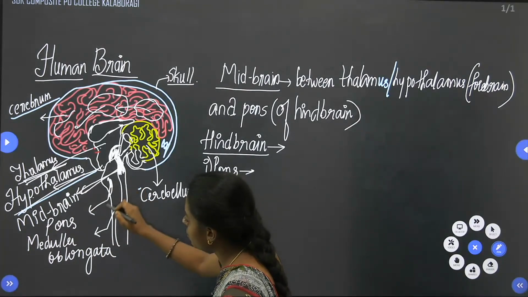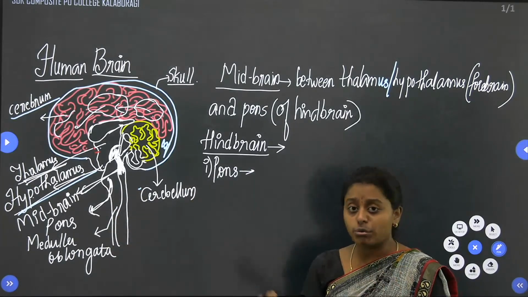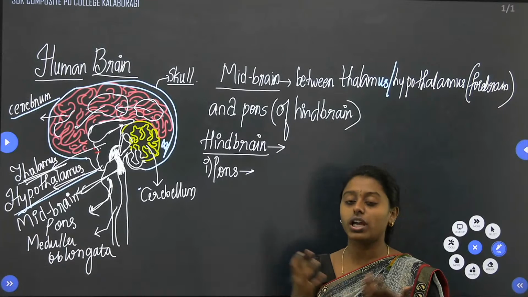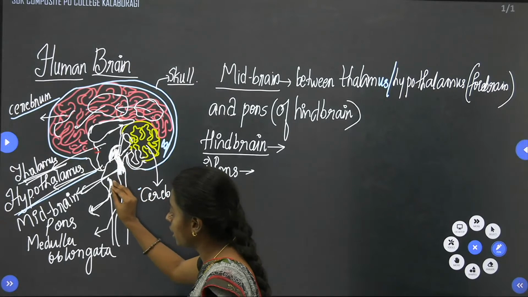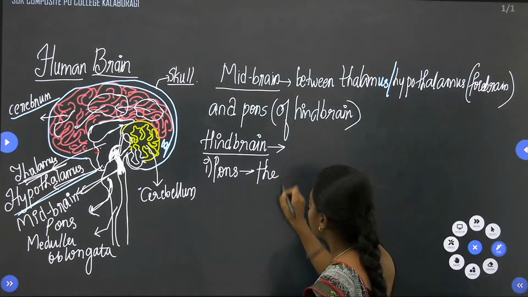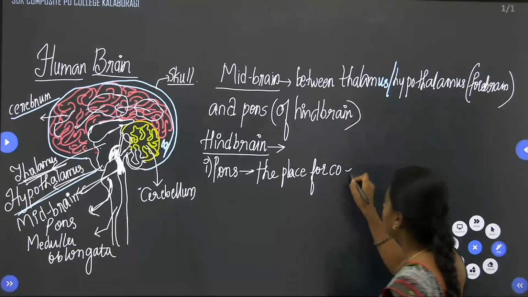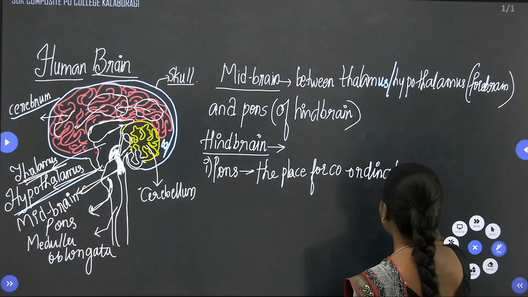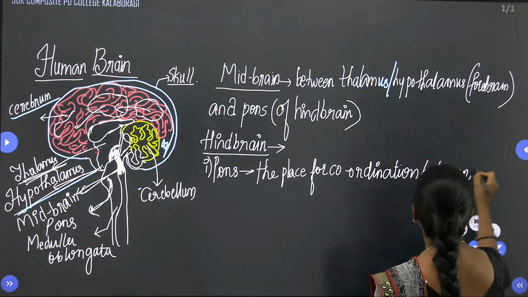This is pons. Pons is the region where any type of neuron, whether a sensory neuron, interneuron, or motor neuron, from the cerebrum region can be connected at a point called pons. So pons is the place for coordination between neurons.